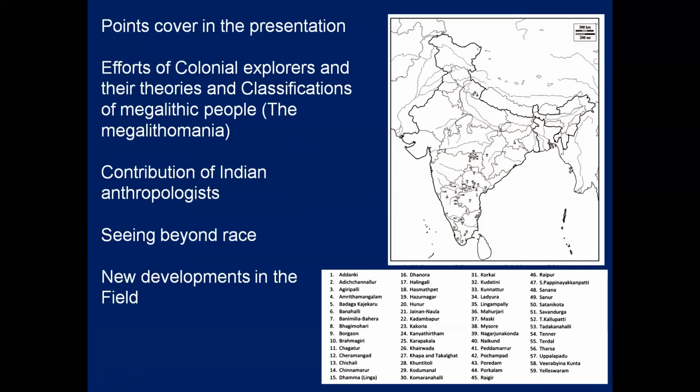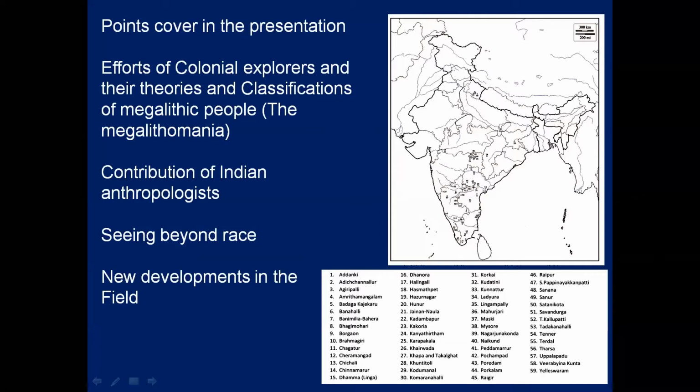So I will be covering these points. As you can see on the India map, most of the megalithic sites are from below the Narmada. There are a few in Uttarakhand, and then a little bit in the north. But mainly, the Narmada divides the megalithic sites, and most of them come from the southern part. The points covered here include megalithomania.